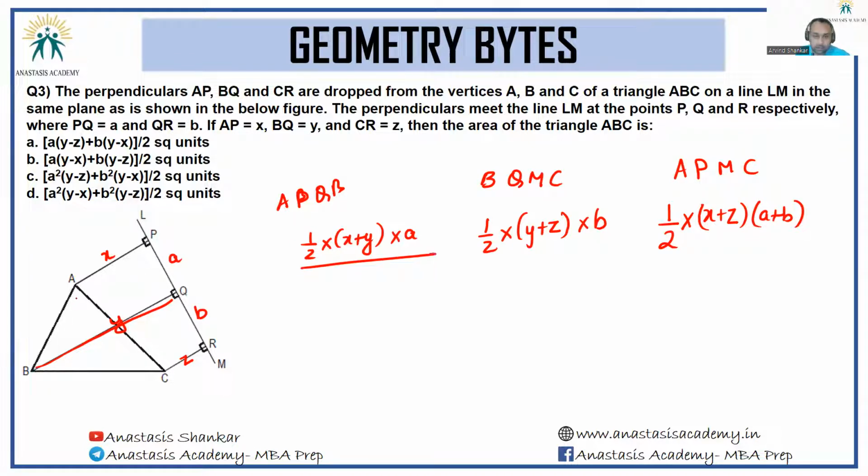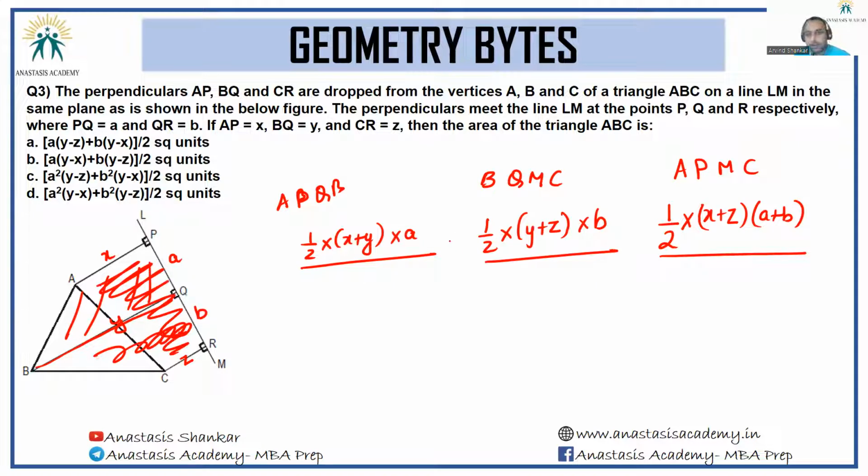This gives me this area. This gives me this area. And this removes this area. So I will be left with the triangle only. So plus and minus is what I'm seeking. Okay. So now what will I be left with?